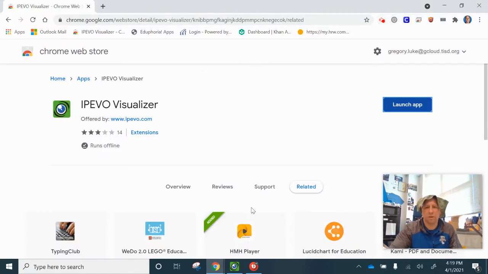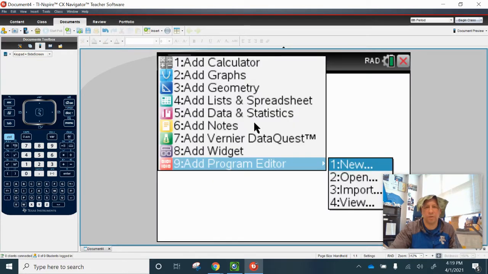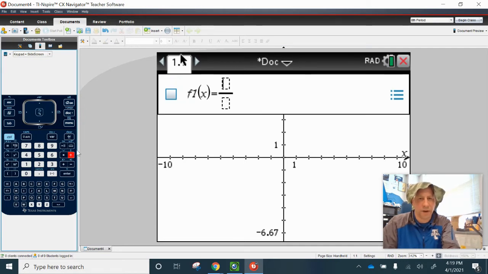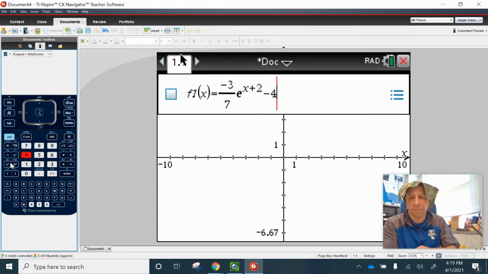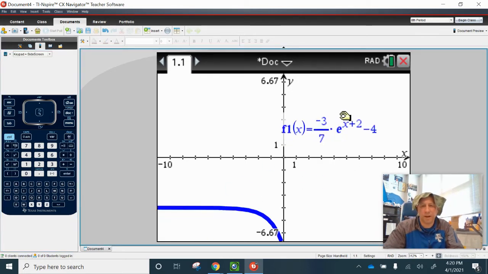So, calculator, there we go. On, new document, add graph. Then we're going to graph control divide, -3 divided by 7. Click to the right, e to the x plus 2, click to the right, minus 4. Okay, press enter. I'm going to move this out of the way.